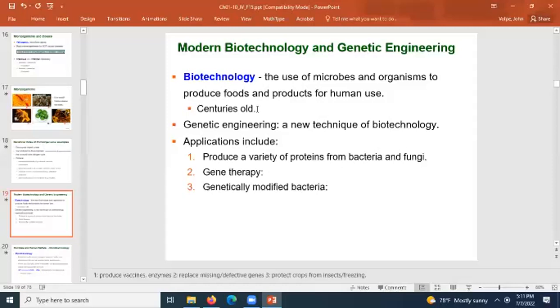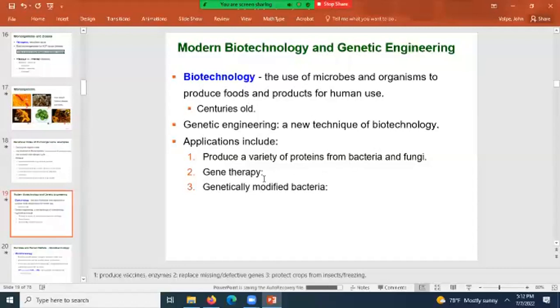The new aspect of biotechnology, which we call genetic engineering, is a fairly new technique of biotechnology where we use microbes to make things for us. Some applications include that we make proteins from bacteria and fungi. An example of that would be where we make vaccines and various enzymes in bacteria and fungi.